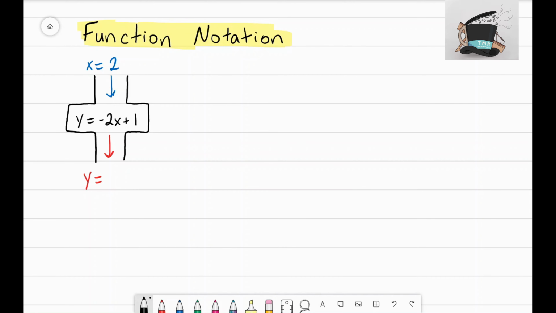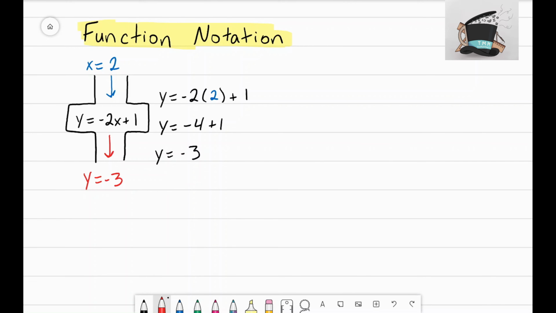Let's go ahead and solve this problem. I rewrite my equation: y equals negative 2x plus 1. I'm not going to write the variable x because I know that my input is x equals 2. So, y equals negative 2 times 2 gives me negative 4. Bring down the plus 1, and negative 4 plus 1 gives me negative 3. So my output for this function machine is negative 3.